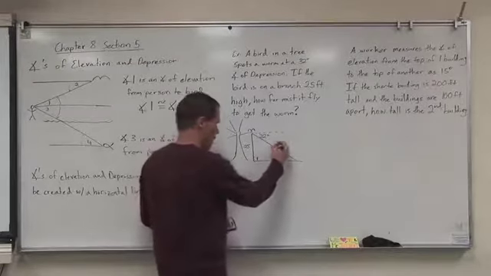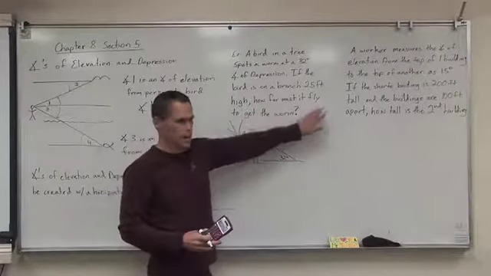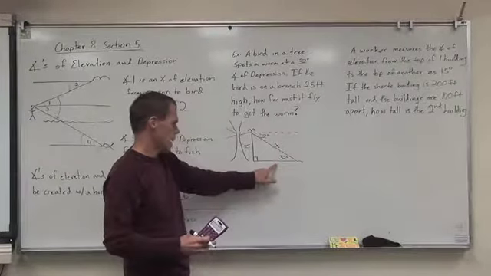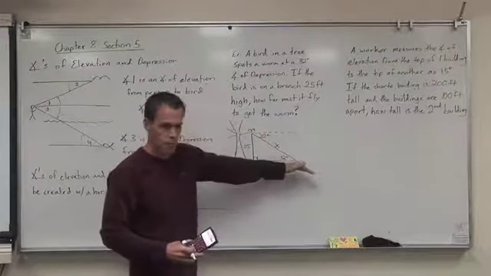Now, I am trying to find x. This is important. It says, how far must it fly? This is not x. The bird has to fly like this.